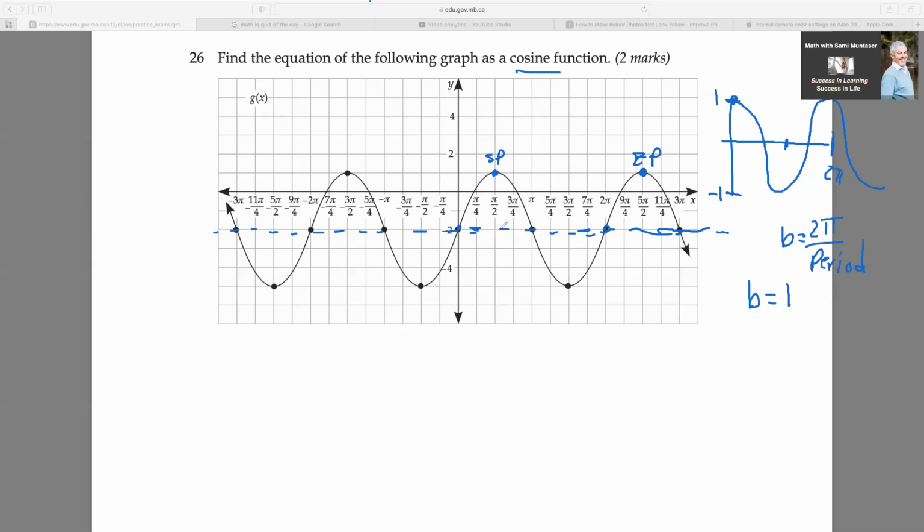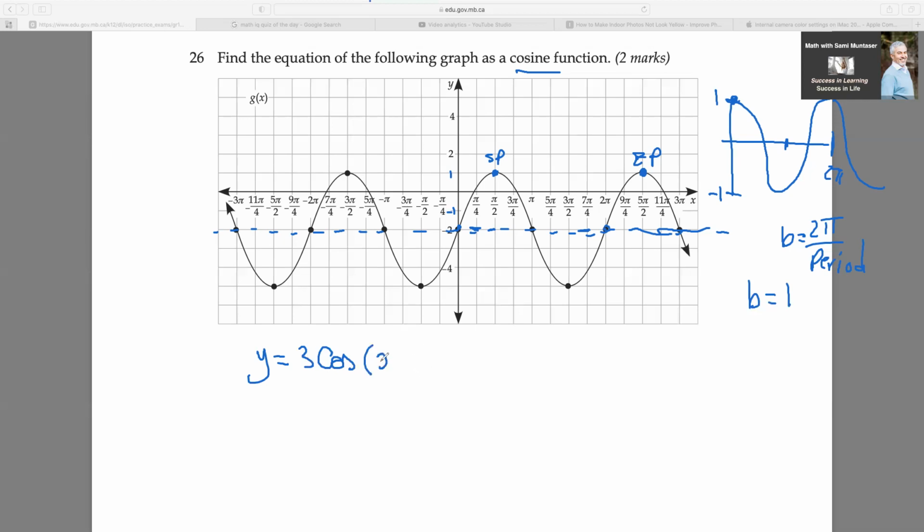Now the amplitude is always the height from the baseline to the maximum right here. If you scale by 1 here, and you count it, that's -1 there, so it's 1, 2, 3. Since the cosine is starting at a max, it's 3 and it's positive in front. Now we have cos. We ended up with B being 1, so we don't even have to write 1 here.